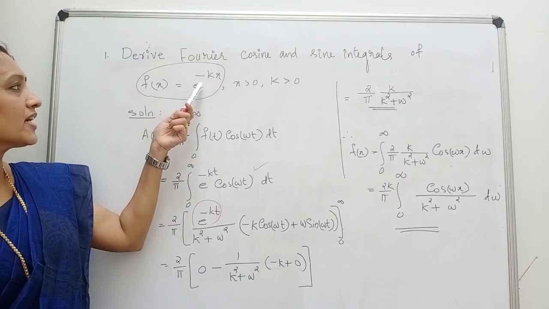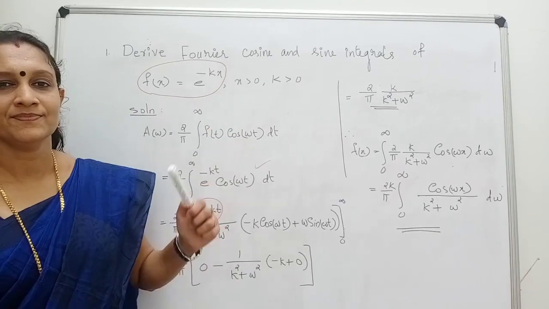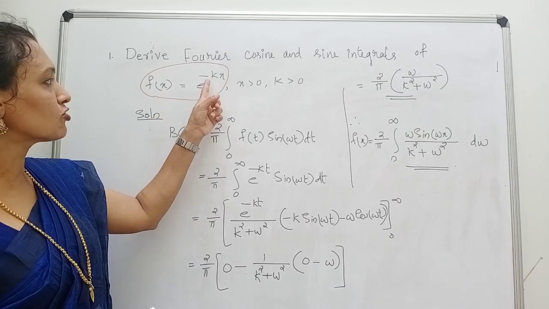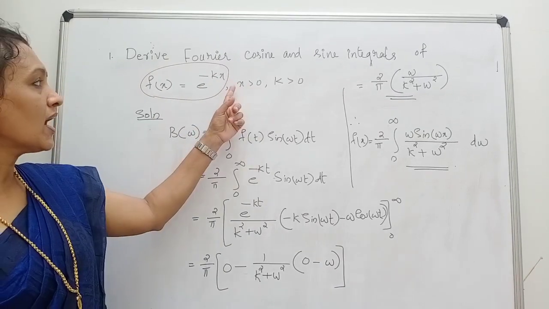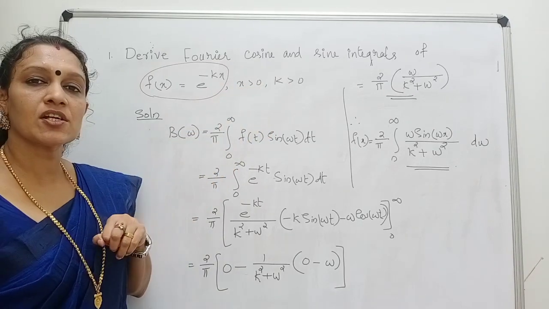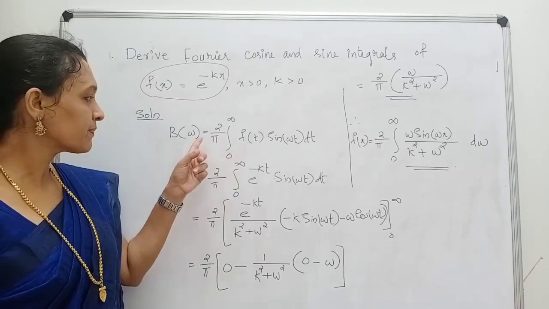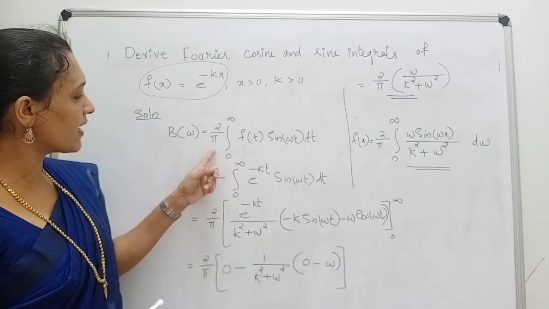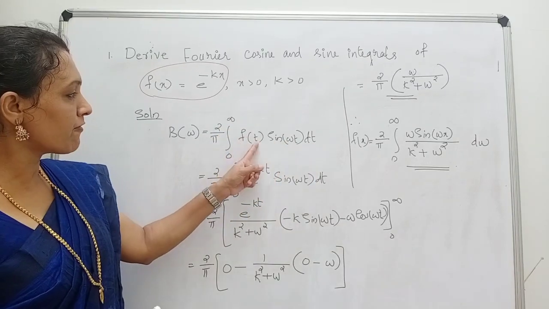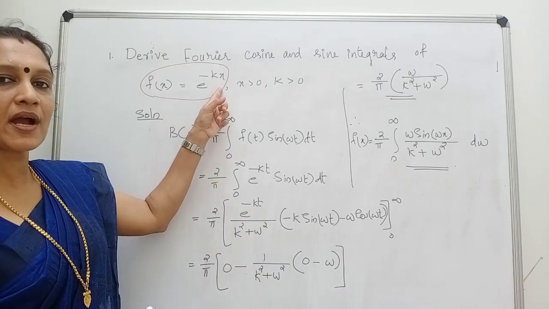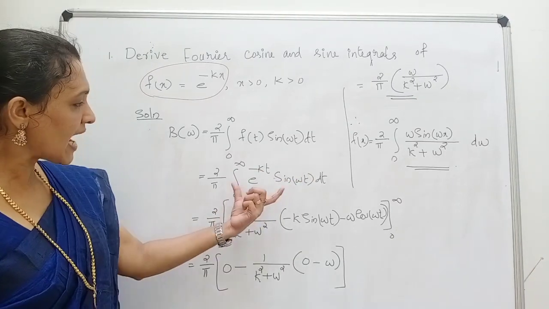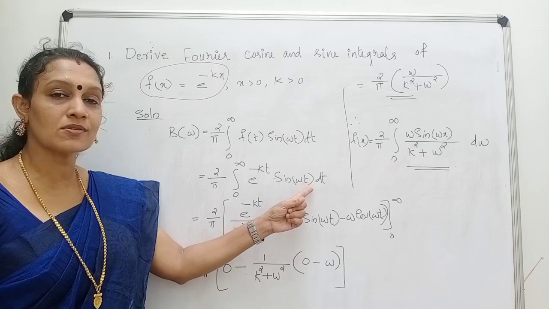F of x is equal to e raised to minus kx. Fourier sine integral representation. You are given f of x as e raised to minus kx, x greater than 0, defined on a half interval. In the Fourier sine integral representation, we should calculate b omega. By definition, b omega is 2 by pi integral 0 to infinity f of t into sine omega t dt. F of x is e raised to minus kx, so f of t is e raised to minus kt into sine omega t dt. And this is of the form e raised to at into sine bt.